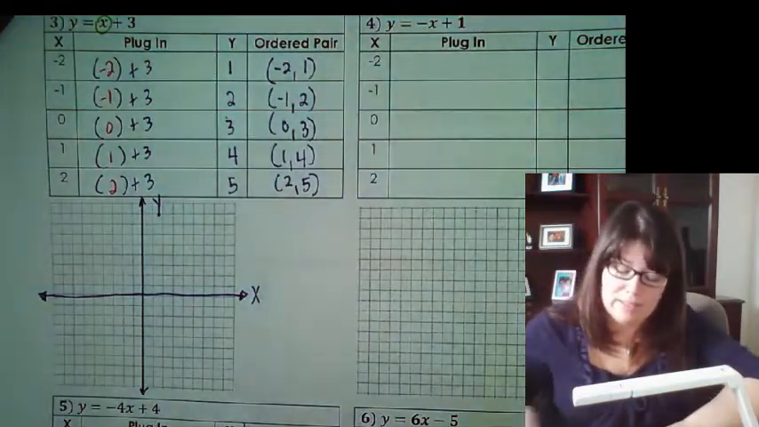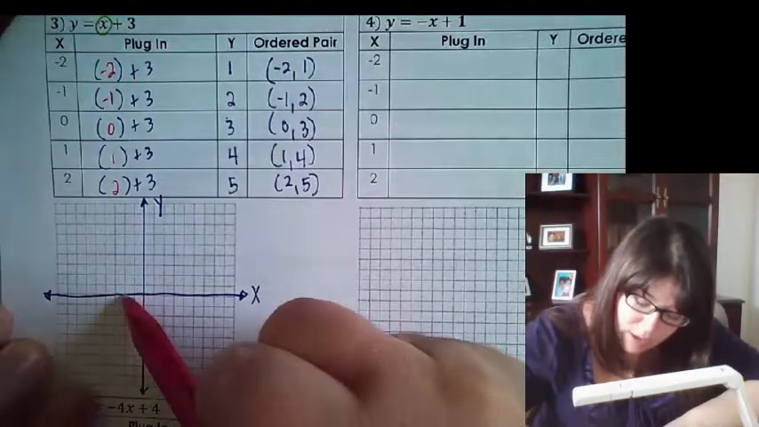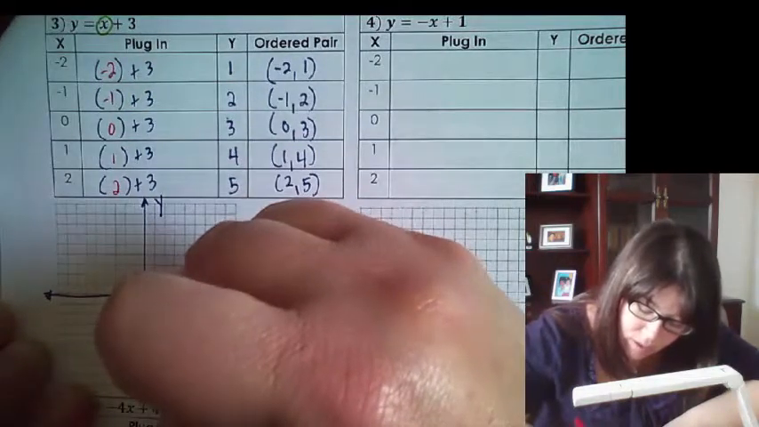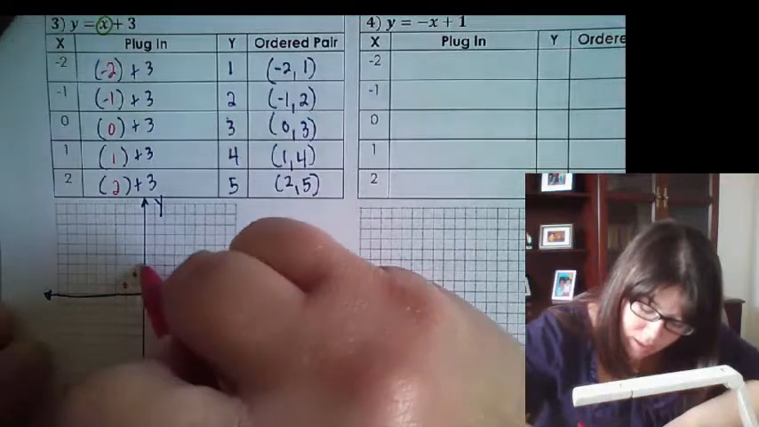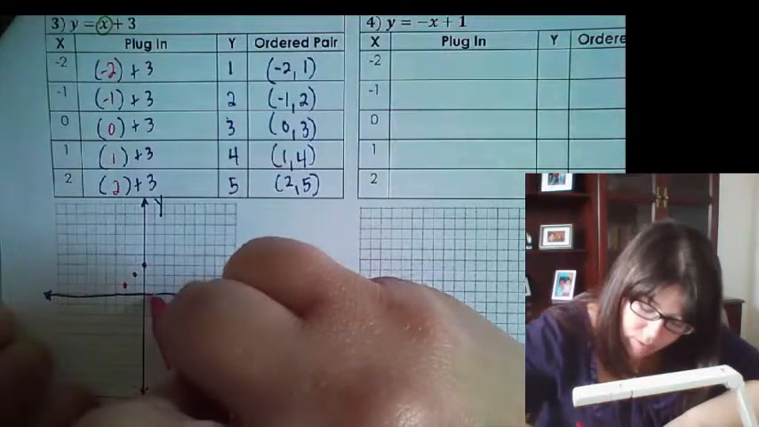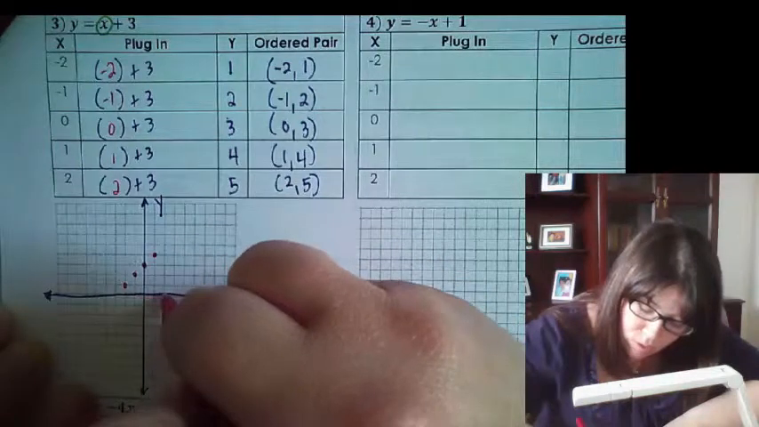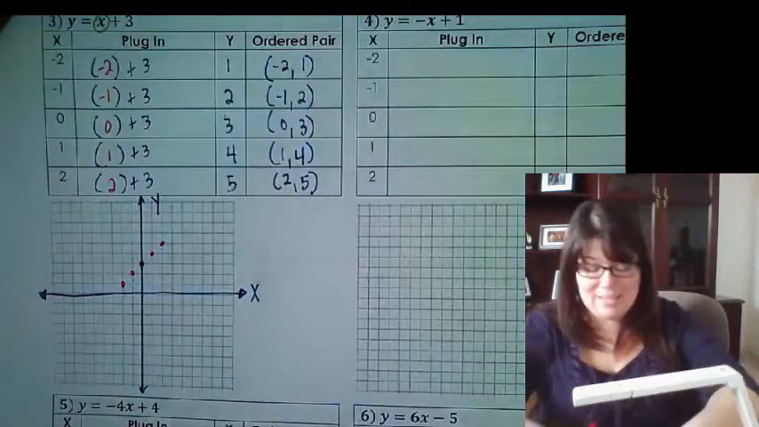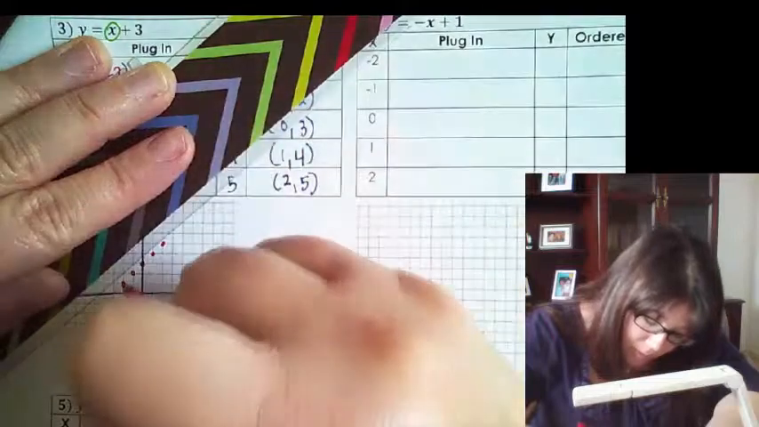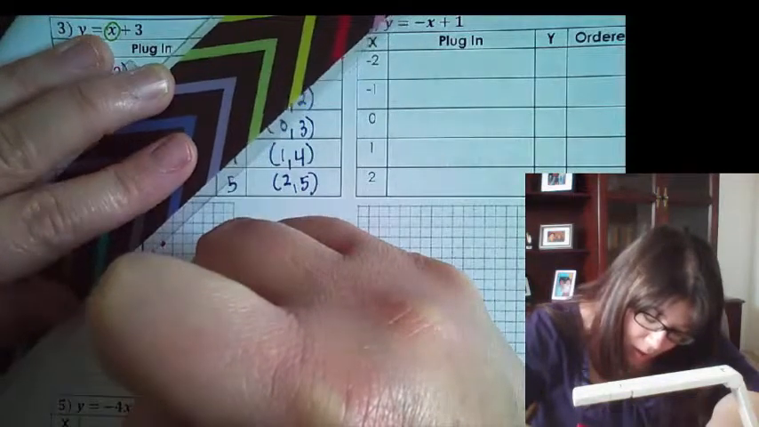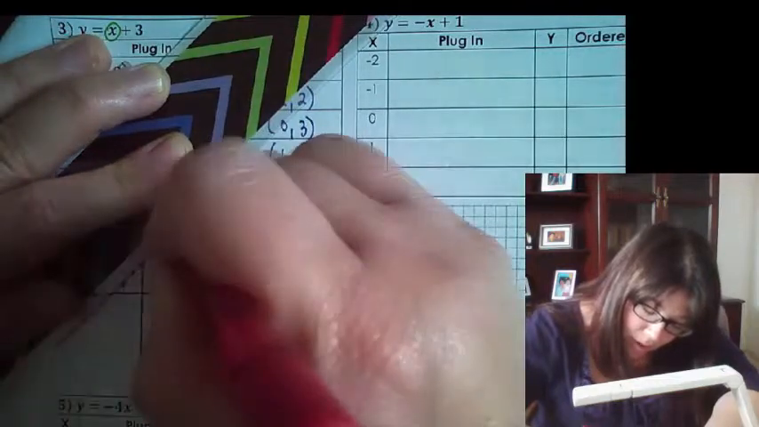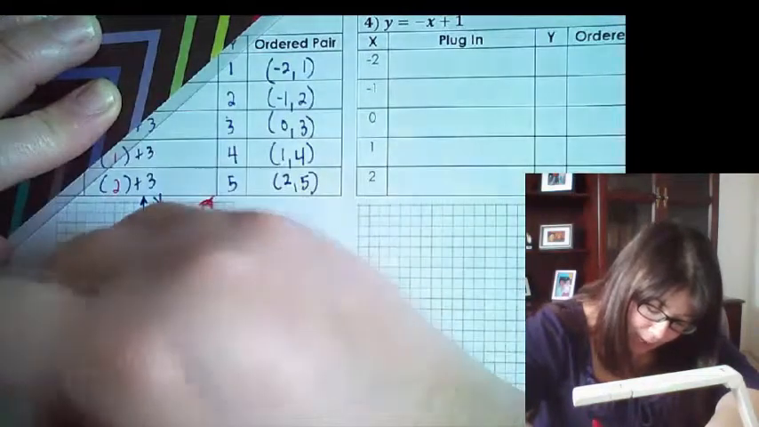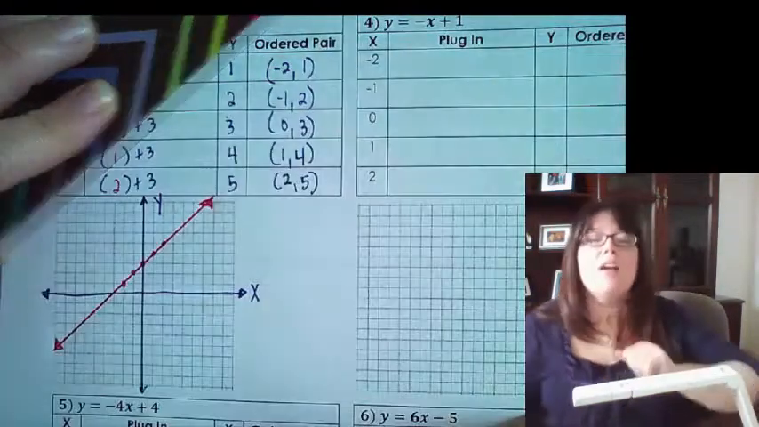And then we're just going to plot our points. So I've got -2, +1. There's a point. -1, +2. 0, 3. 1, 4. 2, 5. Awesome. I have my 5 points now. I can connect them. So let's see. I'm going to put my pen down right here. And there we go. Notice I'm using up the whole graph, because this line goes on forever and ever and ever. So there's my line.